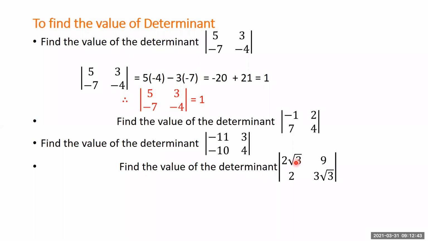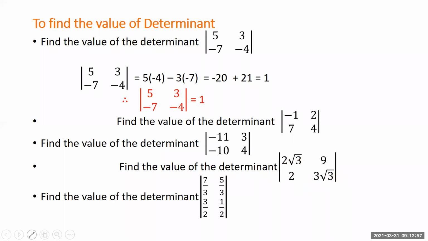And here, see, a surd form is given. 9th standard, you might have studied. So when you multiply the surds, first you have to multiply the whole numbers, and then the radicands you have to multiply. This 3 and 3 you have to multiply. Okay, so then find the value of the determinant.